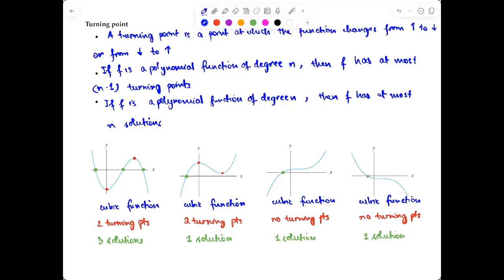Now, if I give you a polynomial function, let's go crazy on this one, of degree 20. You don't know the shape, you don't know the formula, but you can tell me this much: at most you can have 19 turning points and at most 20 solutions. Good.